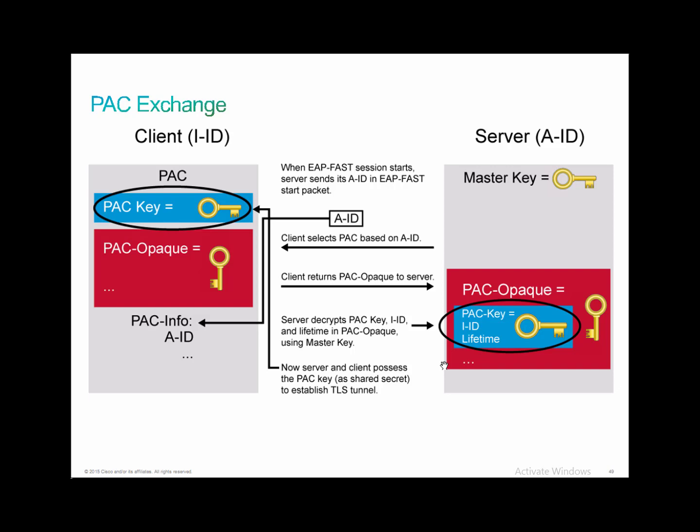The server uses the master key to decrypt that PAC opaque field and to retrieve the PAC key. And then remember, that PAC key is then what's used to set up the phase 2 part of the encryption, which is the encryption session. Now the server and the client have a shared PAC key that was sent over the channel encrypted. And that's basically our shared secret key to establish our TLS tunnel.